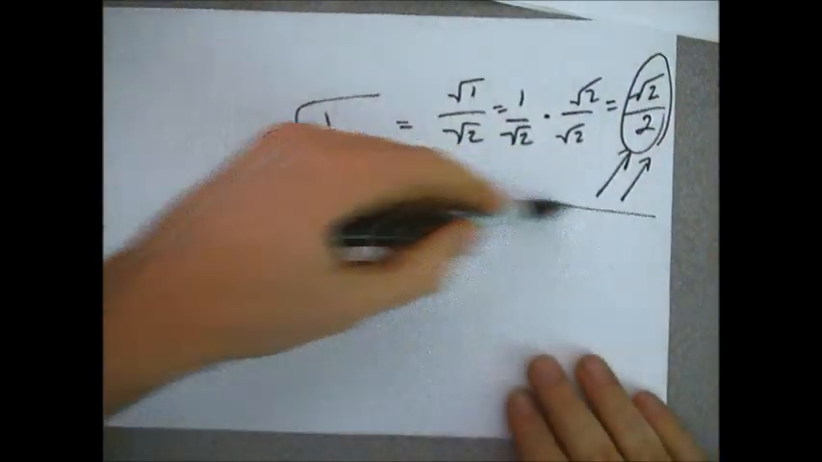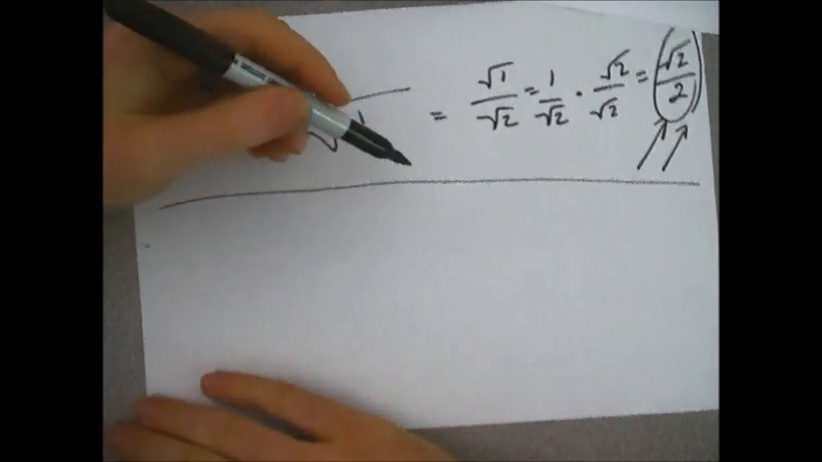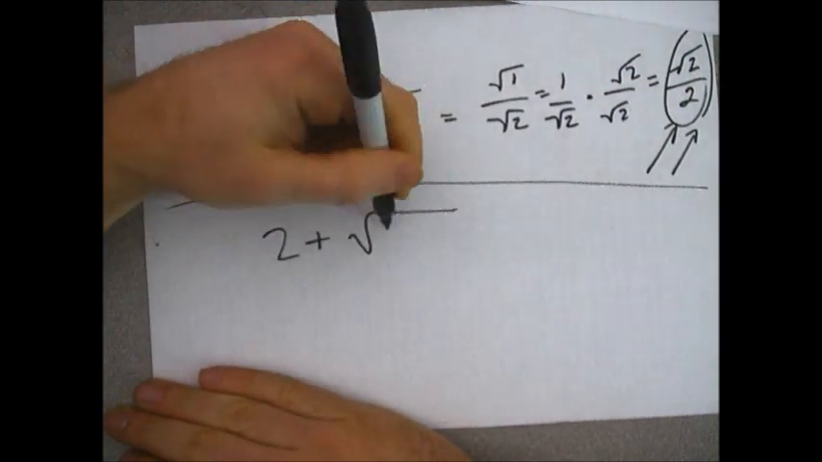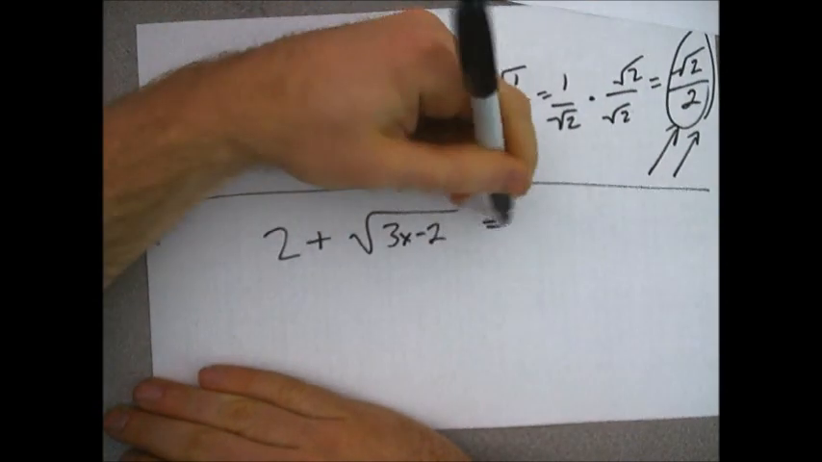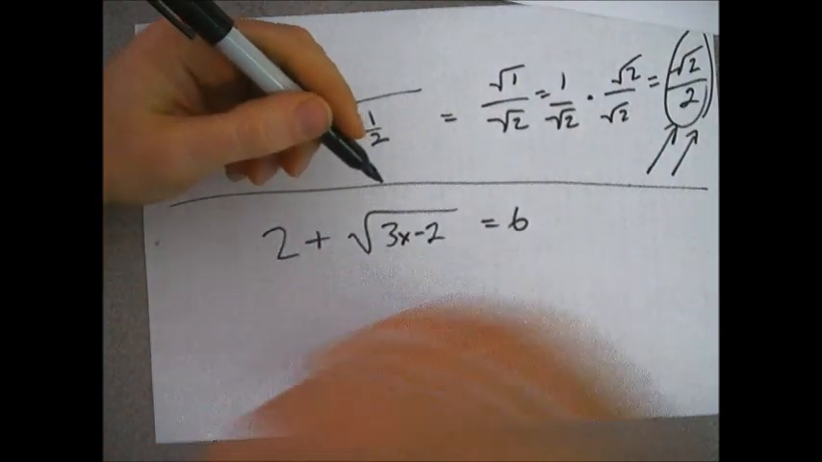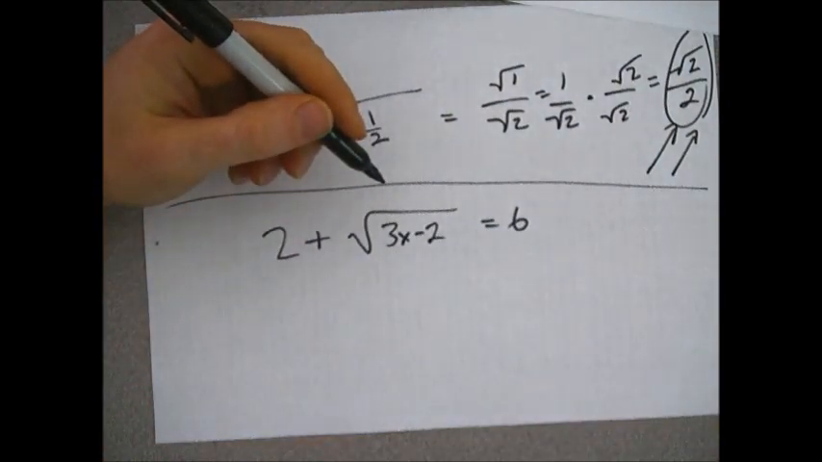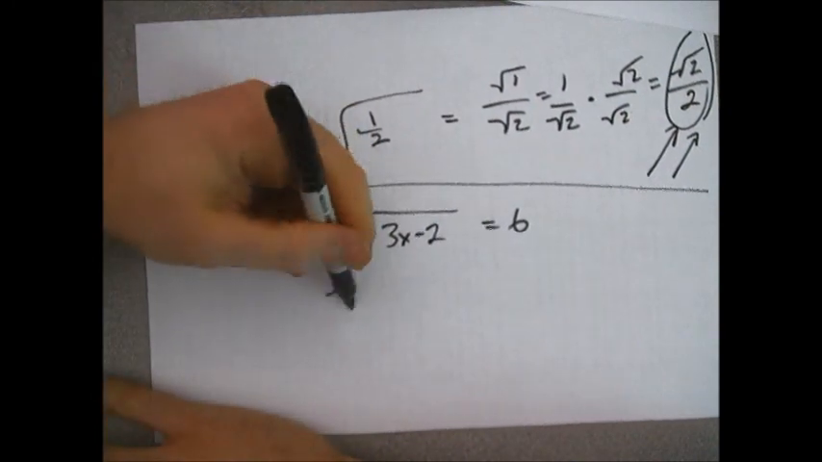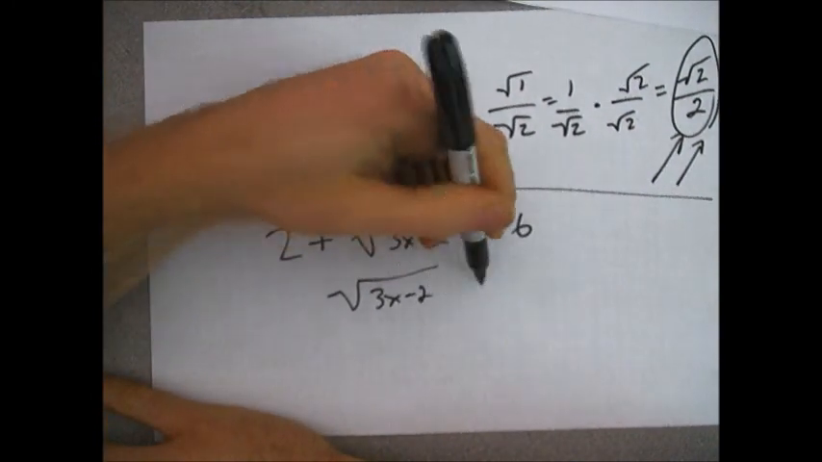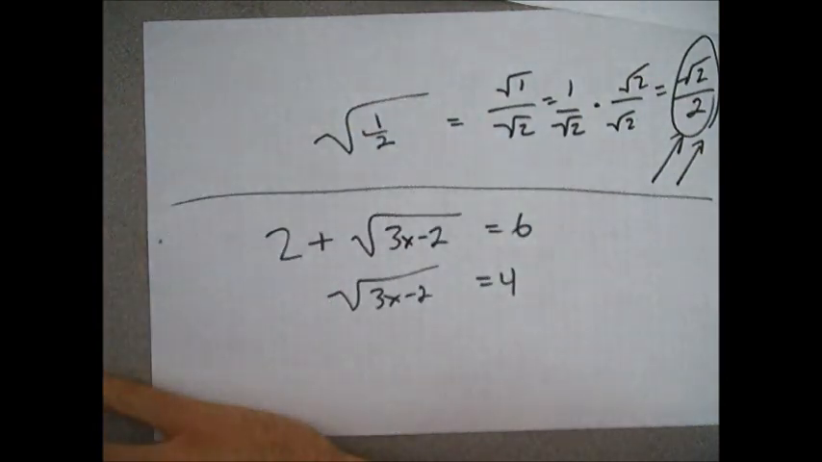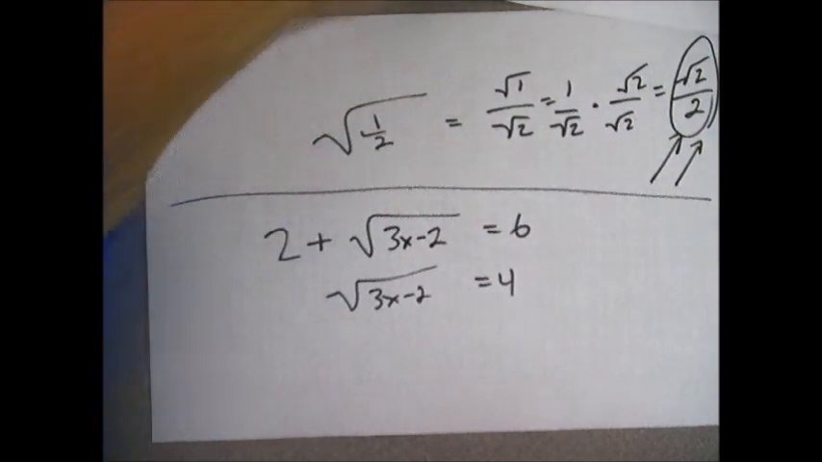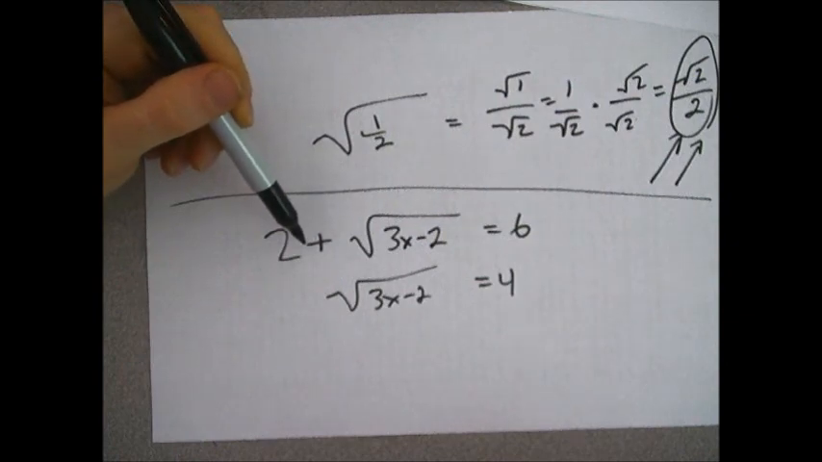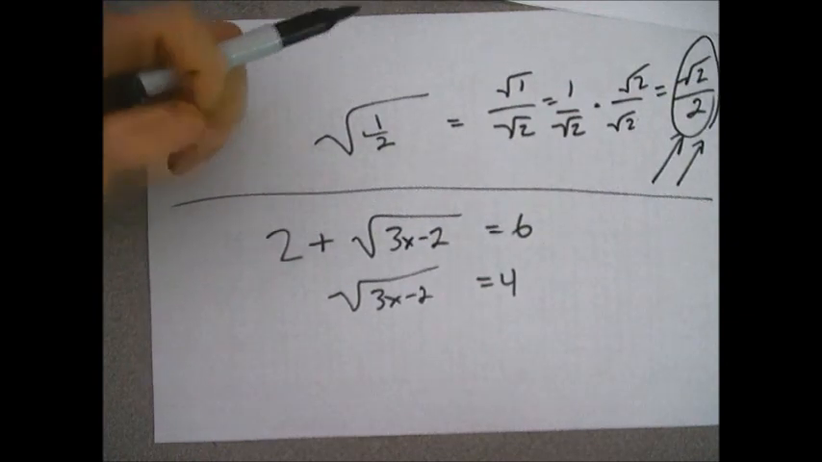Number 30. Solve the following radical equation: 2 plus the square root of 3x minus 2 is equal to 6. We're going to subtract 2 from both sides. It's not a multiplication. When you see that plus symbol, the opposite of that is to subtract. So we subtract our 2 from both sides.